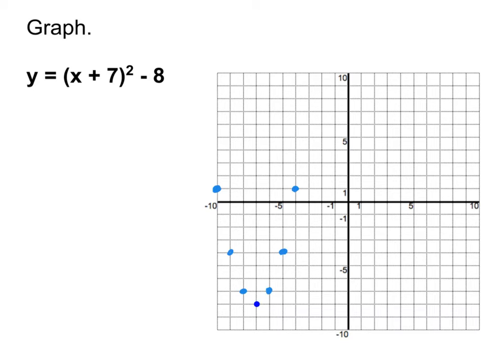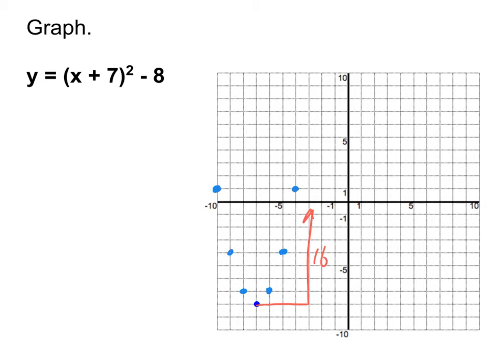Now for this one, it looks like I might have room to actually plot another point. So let's go ahead and get another point in there. What if I go over 4? Well, then I have to go up 4 squared. Well, 4 times 4 is 16. So that means I would have to go over 4 and then up 16.